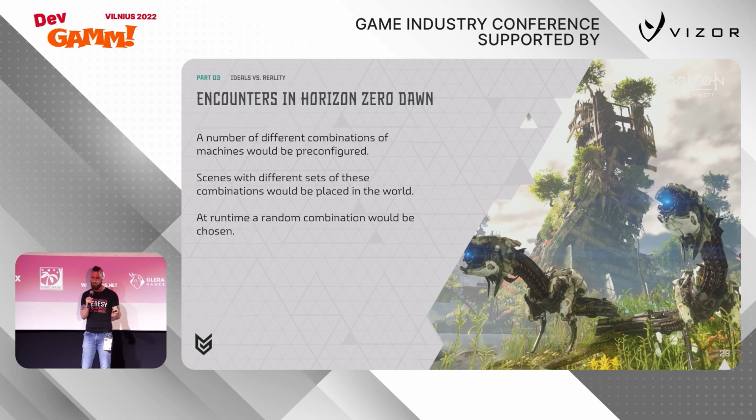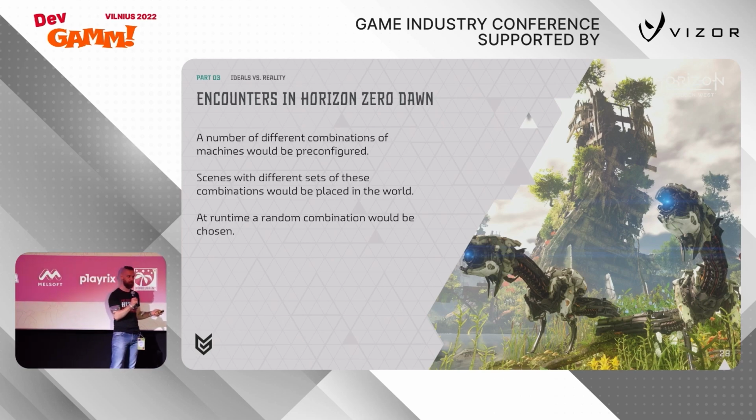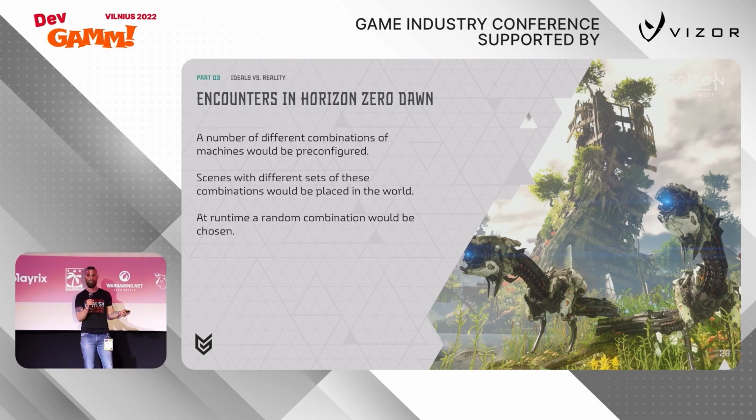Scenes would be manually placed in the world, which could choose to spawn one of those combinations. At runtime, when the player would enter the range of the scene, it would choose one of those combinations at random and spawn the machines. Simple, and although it did do the job, there were issues.